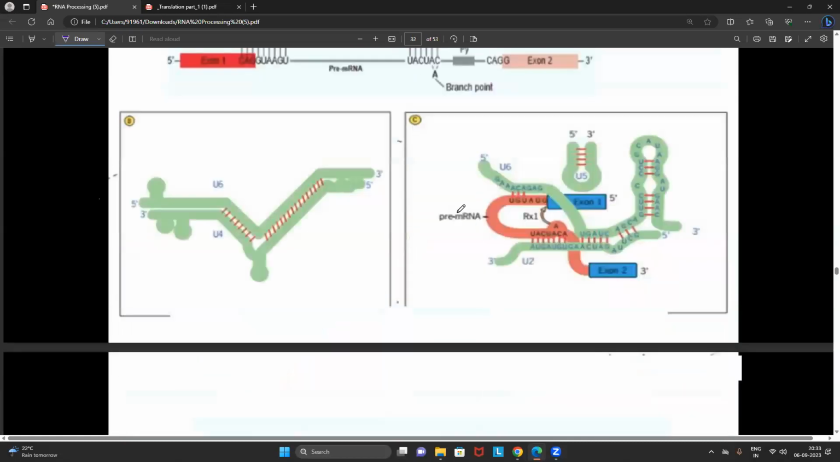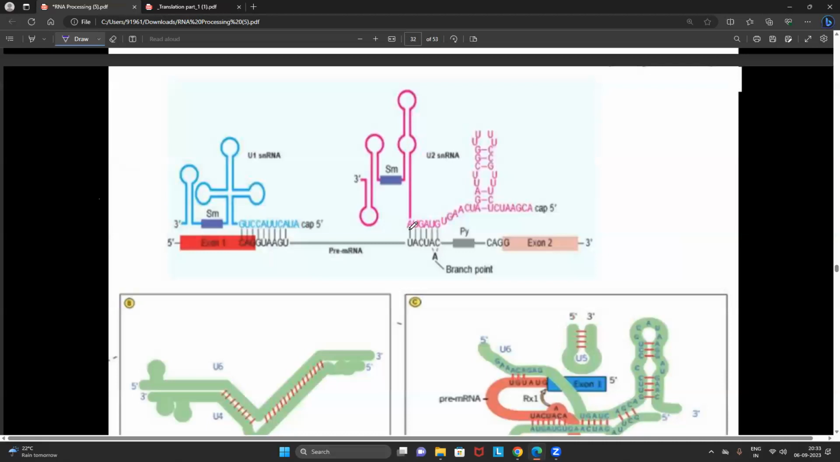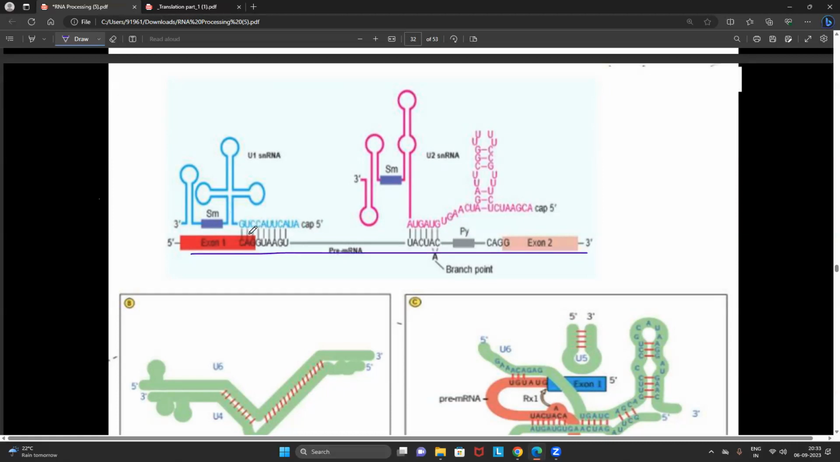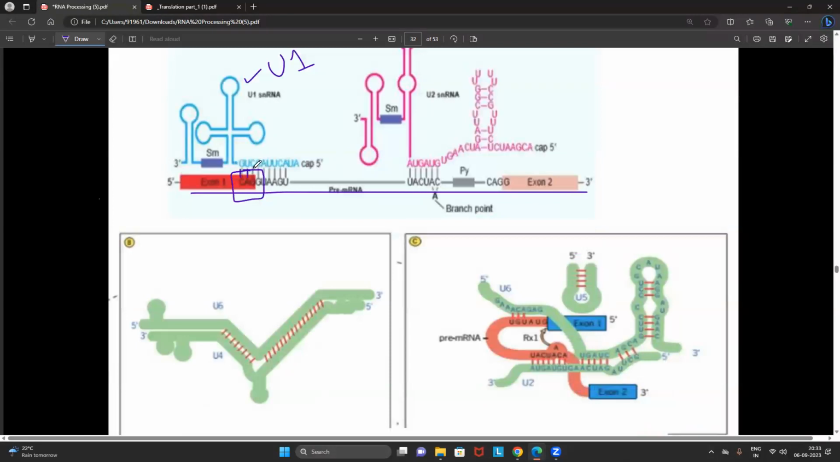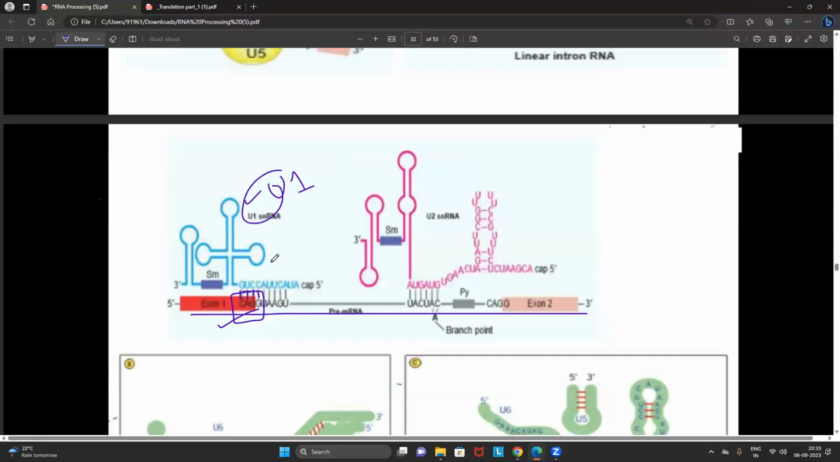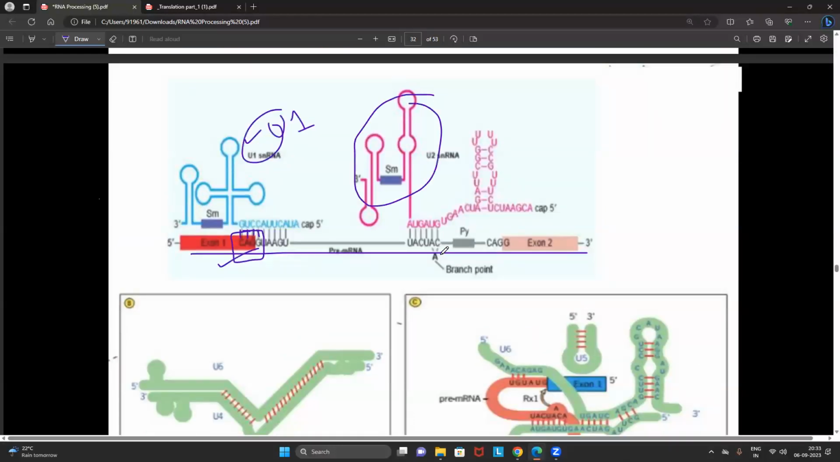Friends, they all have complementary sequences. Every student, look into this picture very correctly. This is the mRNA, right? This is the 5' splice site, and this is U1. U1 has complementary sequences near the 5' splice site. That's why U1 attaches there. And U2 attaches near the branch point. Why? Because U2 has complementary sequences near the branch point. Please don't get confused with that point.